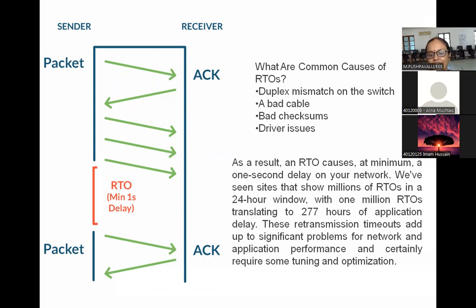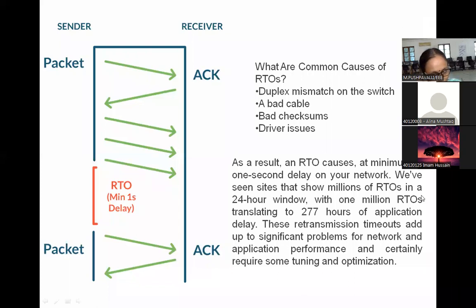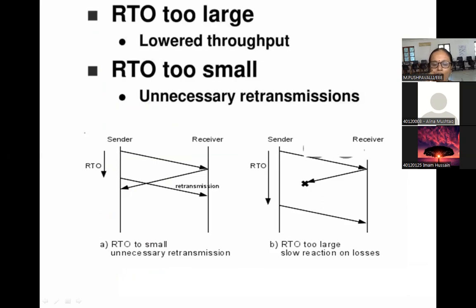We have seen sites that show millions of RTOs in a 24-hour window. One million RTOs translates to 270 hours of application delay. Now just see RTO too large and RTO too small. Here I am retransmitting, but I have kept my RTO too small. So what happened? I did get my acknowledgement, but still I retransmitted. That gives lowered throughput.